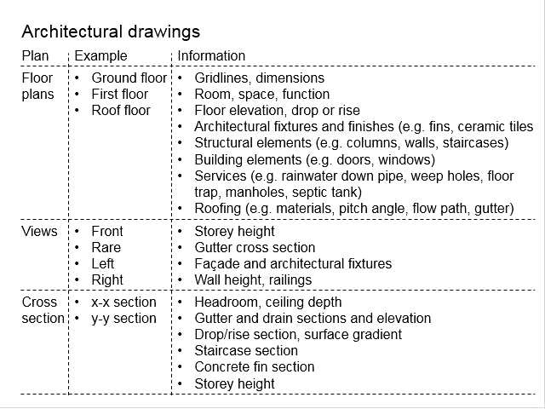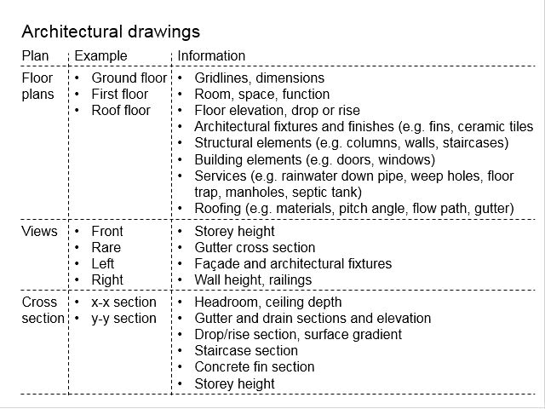Normally, there will be at least 4 views of the building, which are the front, the rear, the left, as well as the right. From the views of the buildings, we are able to see the story height of the building, the gutter of the building, the facade and the architectural fixtures, the building elements, wall heights, railings, and others.